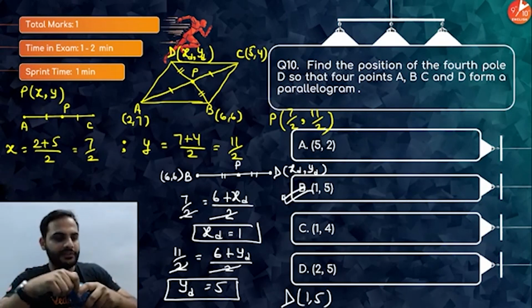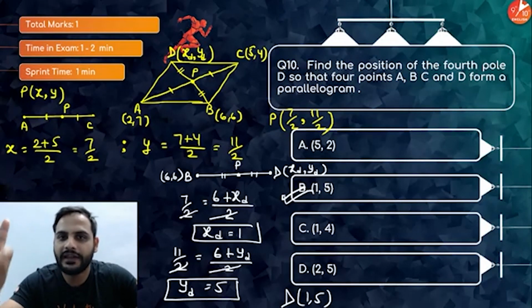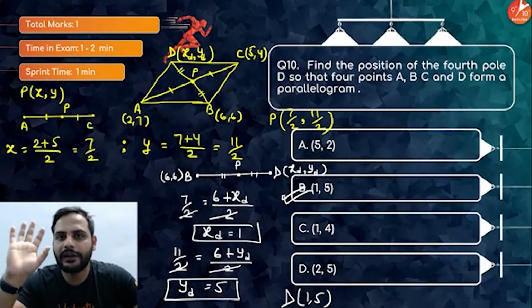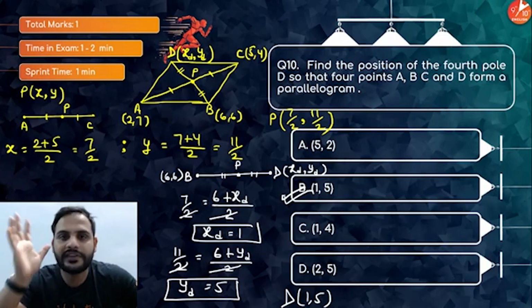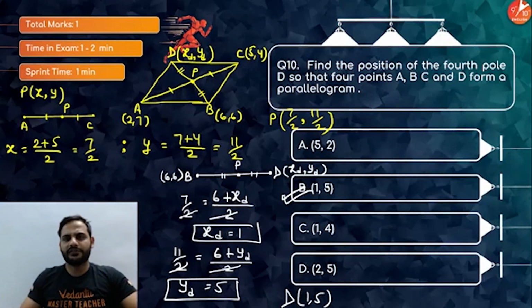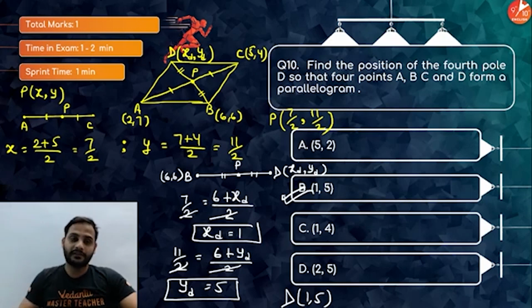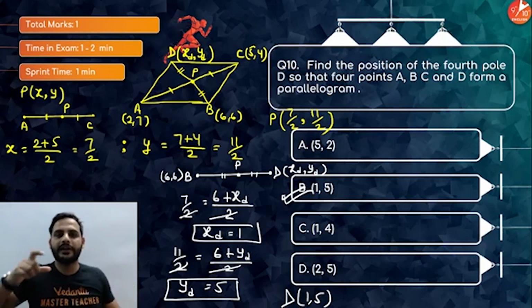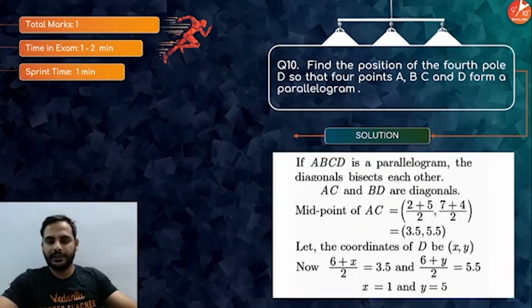So from here, guys, remember this thing. Whenever 3 coordinates of a parallelogram are given and they are asking you to find the fourth vertex, we'll use the property that diagonals bisect each other. This is the easiest way to solve it. Otherwise, if you make AB equal to CD and AD equal to BC, it is going to be difficult equations for you to solve. Clear, guys? Easy.